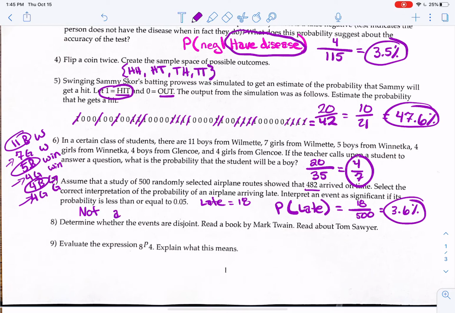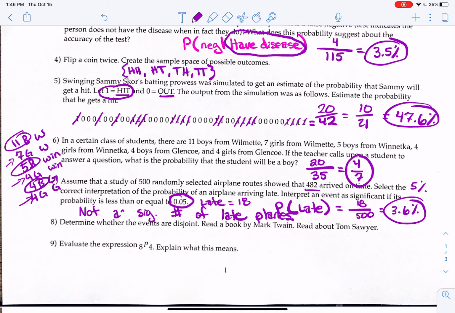So, not a significant number of late planes, if that makes any sense at all. Because we're comparing it to 0.05, but that is actually 5%. So 3.6% were late. That is less than 5%, so not a significant number of late planes. Okay? I hope that made sense.